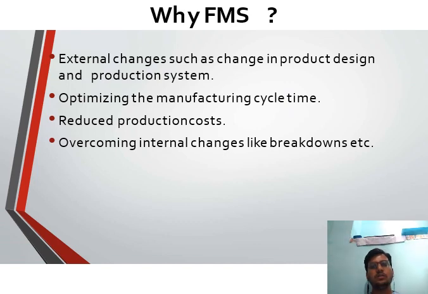The external changes, such as changes in product design and production system, require a system that can adapt to them. For optimizing the manufacturing cycle time, we need a flexible manufacturing system. To reduce the production cost also, we need a flexible manufacturing system. And to overcome internal changes like breakdowns, emergencies, or tooling breakdowns in machines, we need such a flexible manufacturing system.